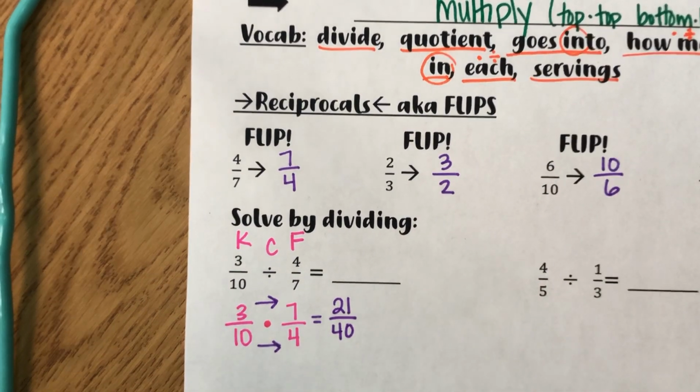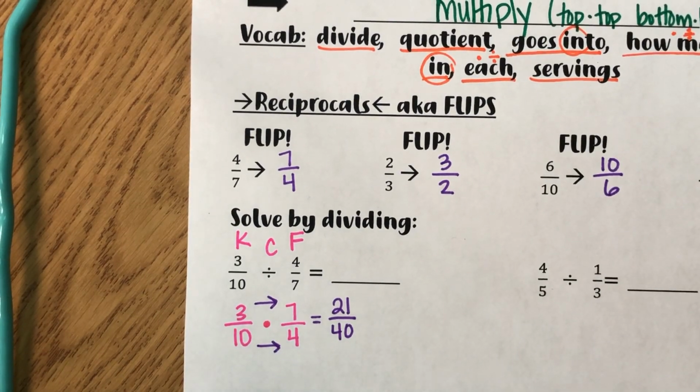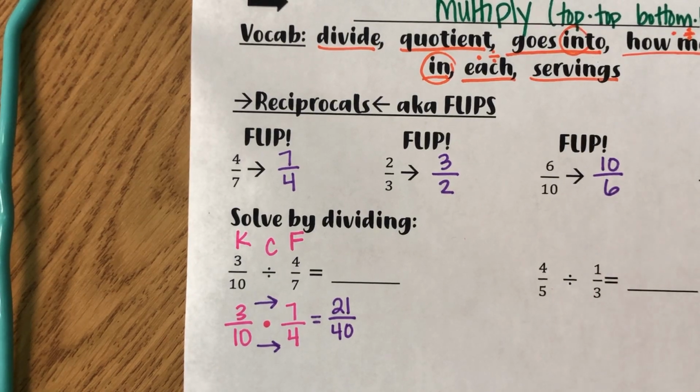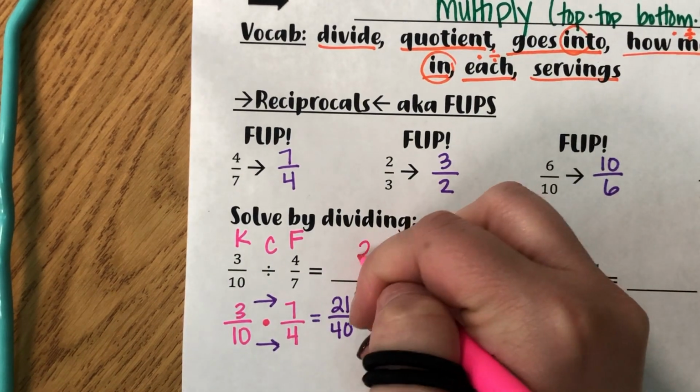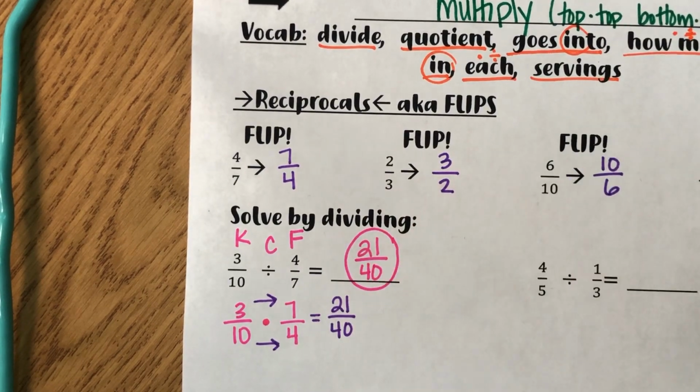Then I'm going to ask myself, can I simplify? Can I reduce? Can I take anything out of 21 and 40? The answer to that is no. So I'm going to write my final answer, 21/40, and I'm going to circle it because that's my final answer for that problem.